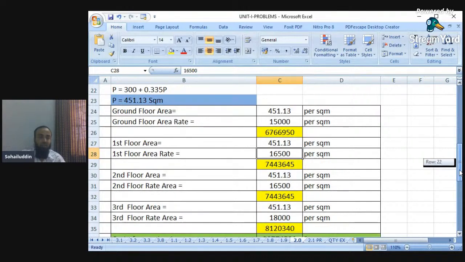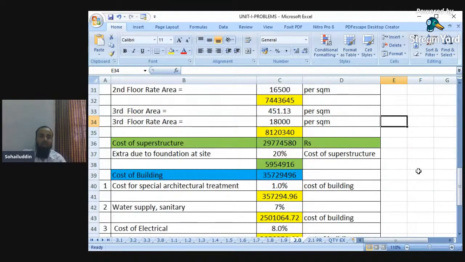In the same way, the second floor is 451.13, again the same, and its rate is also mentioned in the question, the same 16,500 as the first floor. The amount comes to be 7,443,645. For the third floor, the plinth area is again the same 451.13, but its cost is 18,000. So it has been multiplied by 18,000 and 451.13, and it comes to 8,120,340.